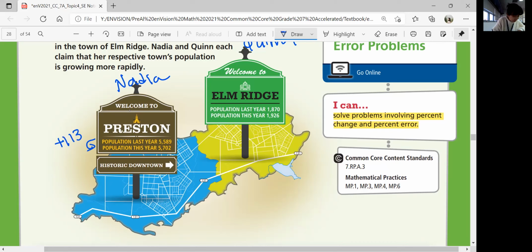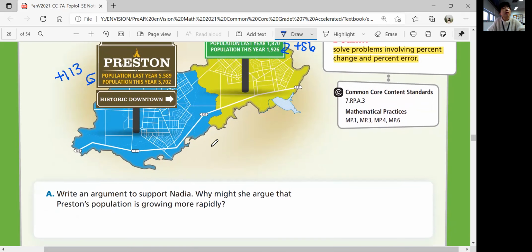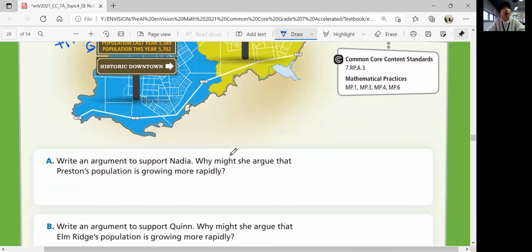What about Elmridge? 1,926 minus 1,870 is gonna be 56. Yeah, so it increased by 56 people. So Nadia could be right if we're just counting the number of people who have increased in the population, right?